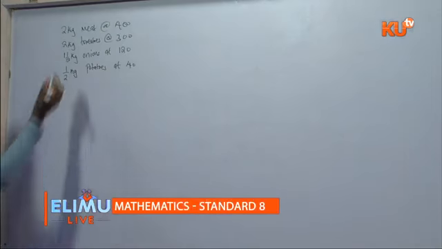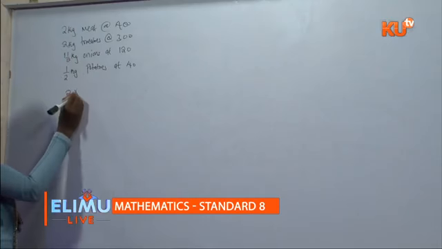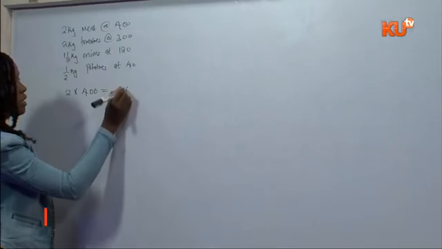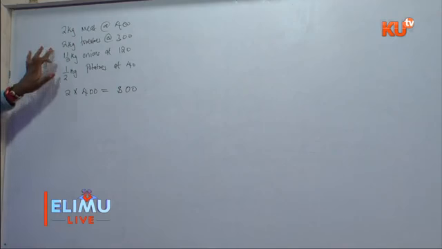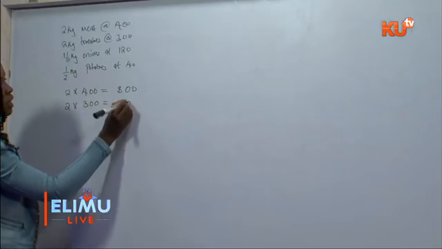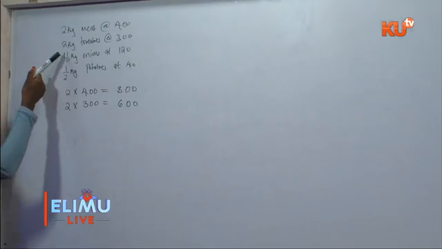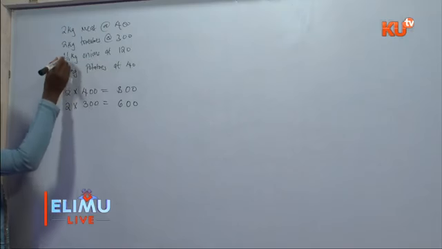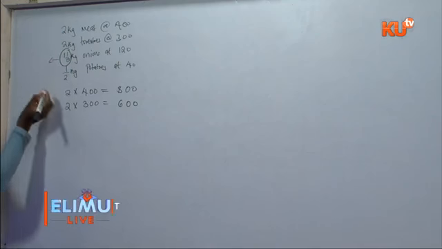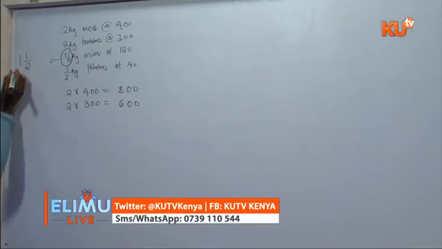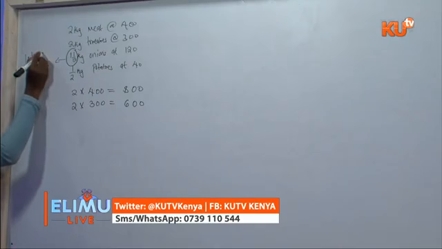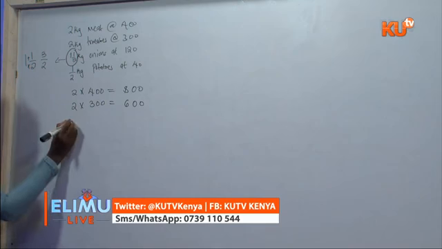So first we get the total. It is the number of kgs for meat times the cost of 1 kg. 2 times 400, we get 800. Then 2 times 300, we get 600. And then we have 1.5 kgs onions at 120. This 1.5, we change it to an improper fraction for the sake of multiplication. You take the whole number times the denominator plus the numerator. This is 2 plus 1, we get 3/2.